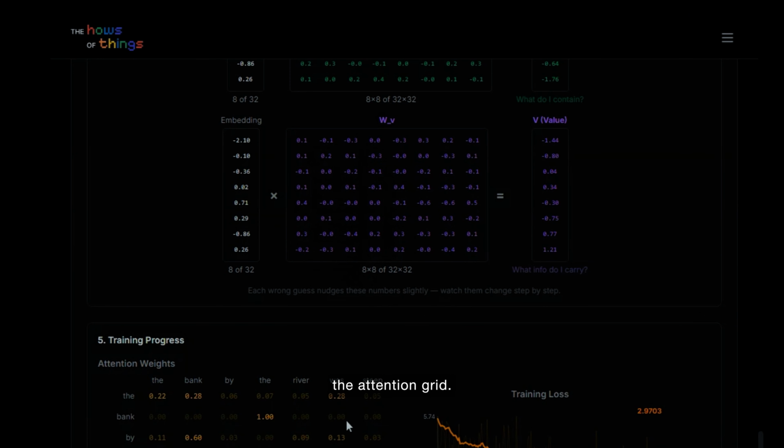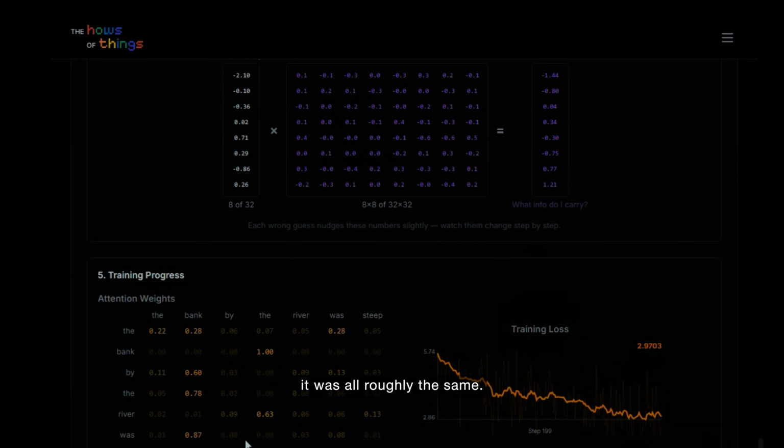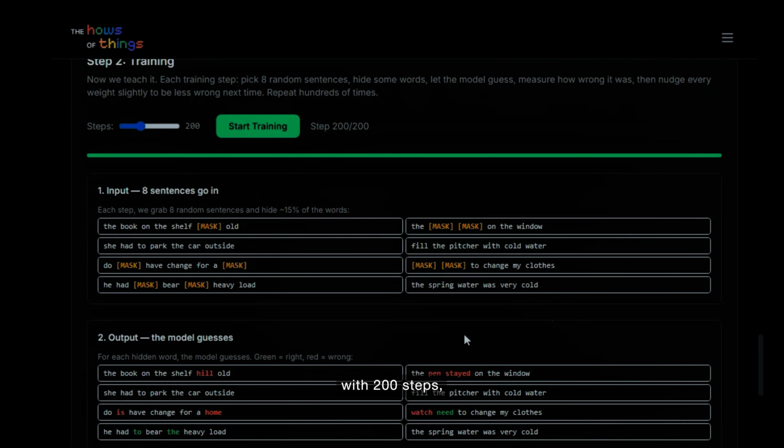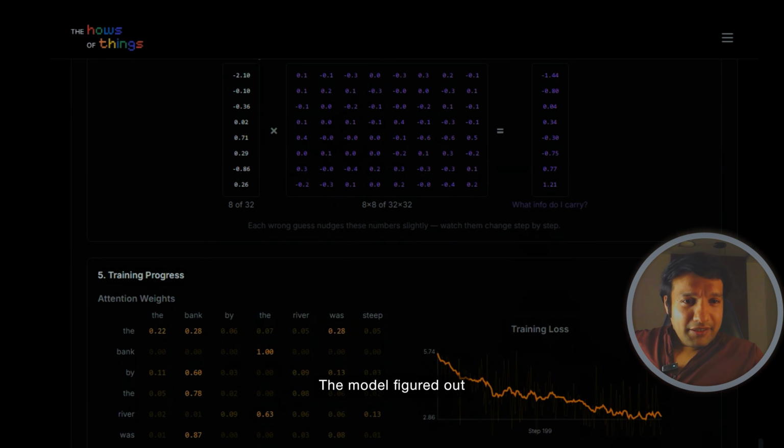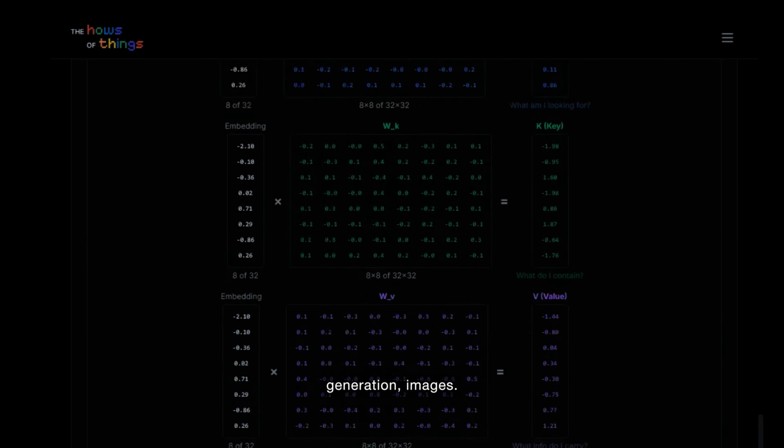On the left, the attention grid. At the start, it was all roughly the same, random noise. And this is what has happened after training. Now, when we are done with 200 steps, the loss, which started somewhere near 5, is now around 2.9. Not ideal, but still, you get the point. The model figured out which words matter to which. All of that happened in a few seconds. Real training for models like GPT-4 or Claude takes months and costs millions of dollars. It will take into account different types of data, dealing with code, language generation, images.